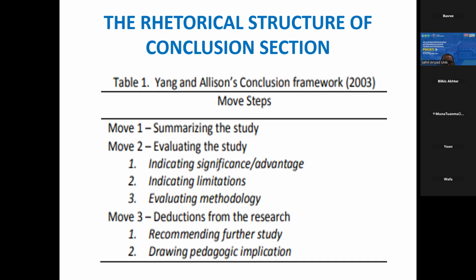In move one, I summarize my findings. In move two, I indicate the limitation of the study. Move one, step one, indicating significance of the findings, can be moved to move one. So after summarizing our study, we comment on the findings, on the summary of findings.